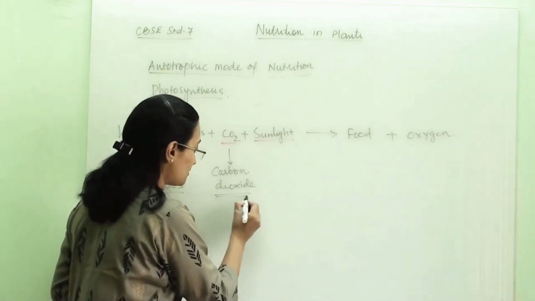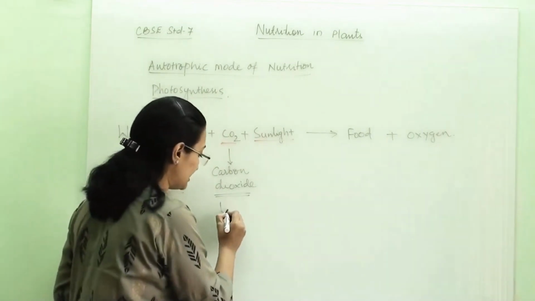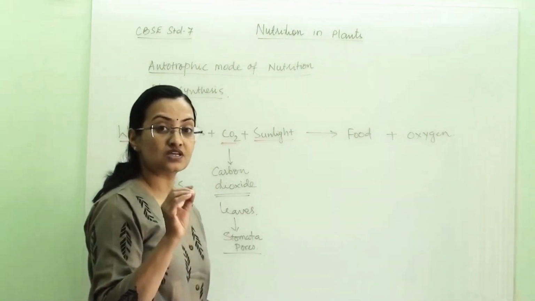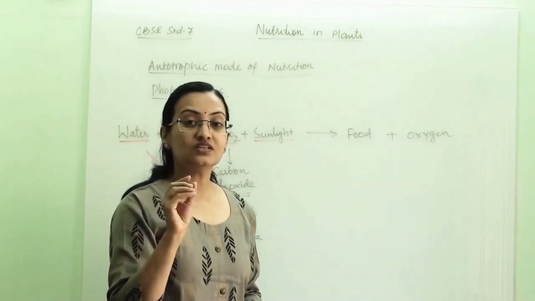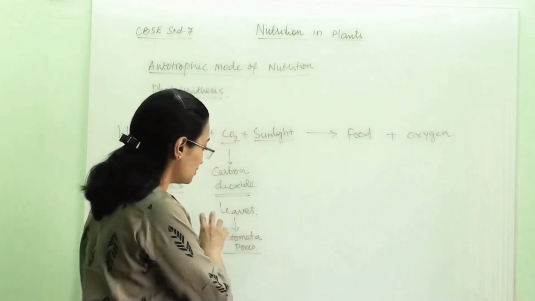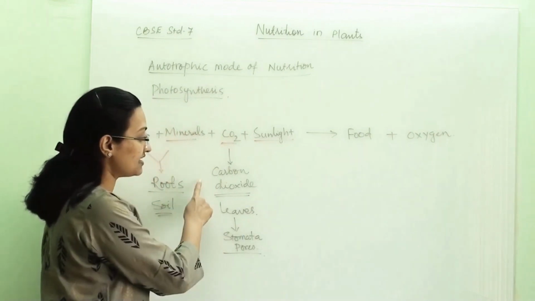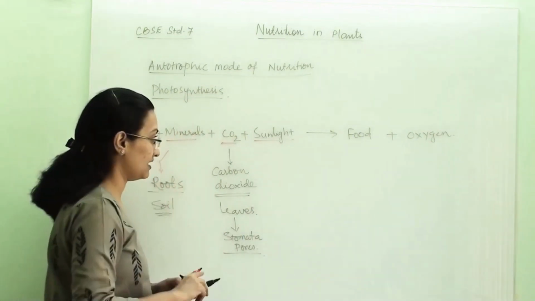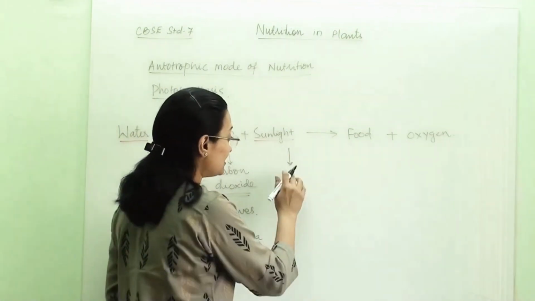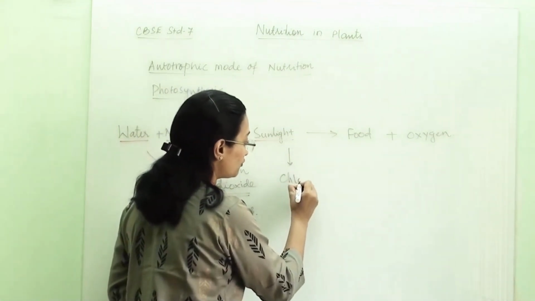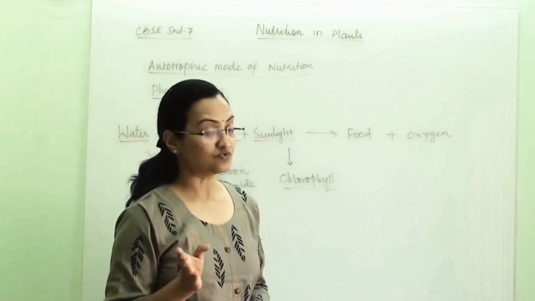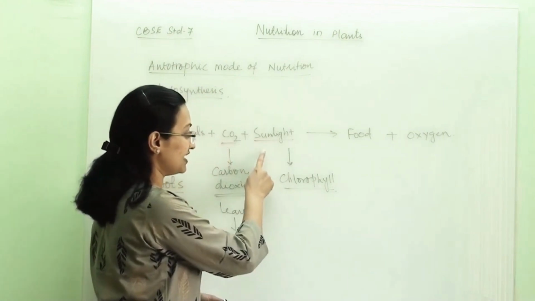So this carbon dioxide they are taking via leaves, via stomata pores. Now stomata pores are simple pores on the surface of the leaves which are responsible for gaseous exchange. So from the leaves they are taking carbon dioxide from the air. Then comes sunlight. So sunlight they are taking with the help of chlorophyll. Chlorophyll is a green pigment present in the leaves. So via chlorophyll they are taking sunlight.